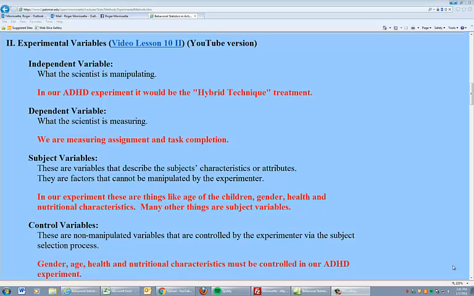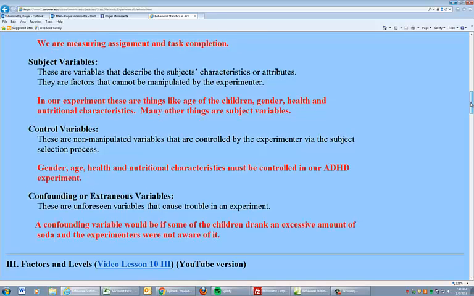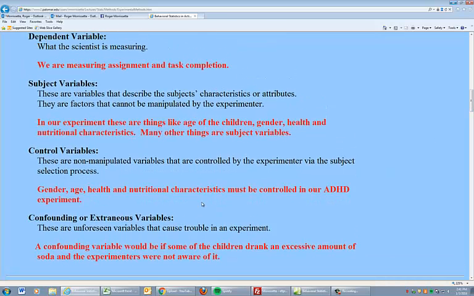Control variables are those subject variables that you have to control in your experiment. Like I just mentioned a second ago, we probably should control for diet. Make sure kids aren't all hopped up on sugary substances before they come to do our experiment, something like that. So control variables are the subject variables that you need to pay attention to in your study, otherwise it can disrupt your study. Confounding or extraneous variables we talked about in lesson 1.